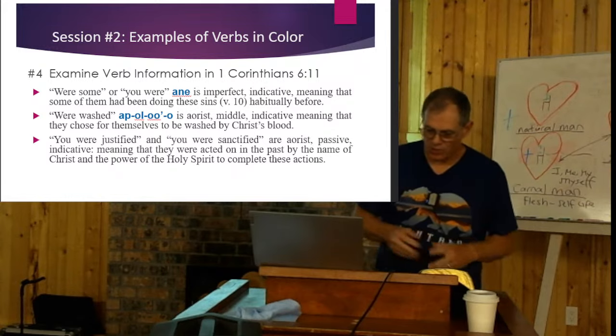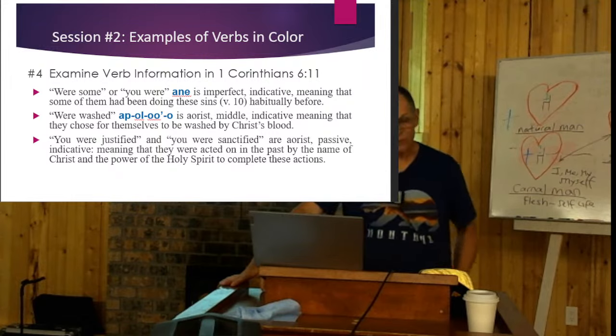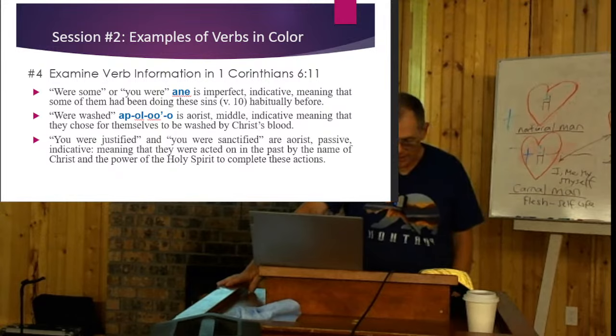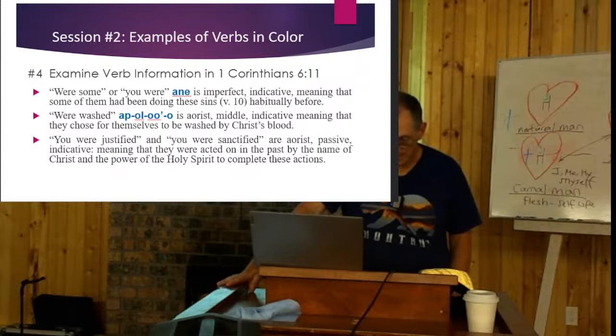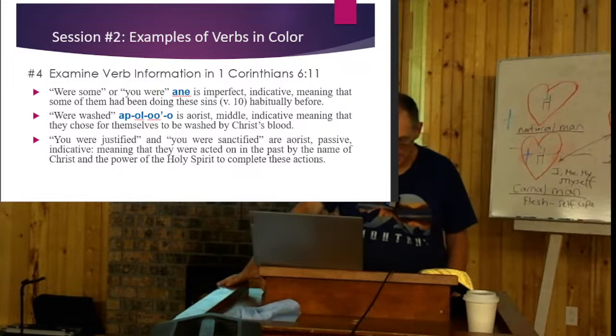He says, "Do you not know?" By the way, that's a perfect tense verb. In other words, you should know this and keep on knowing it. "That the unrighteous will not inherit the kingdom of God. Do not be deceived." It's a present tense. He's saying, stop being deceived. "Neither fornicators, nor idolaters, nor adulterers, nor homosexuals, nor sodomites, nor thieves, covetous, nor drunkards, nor revilers, nor extortioners will inherit the kingdom of God." Will inherit, that's a future tense. It's verse 11 that I want to concentrate on.